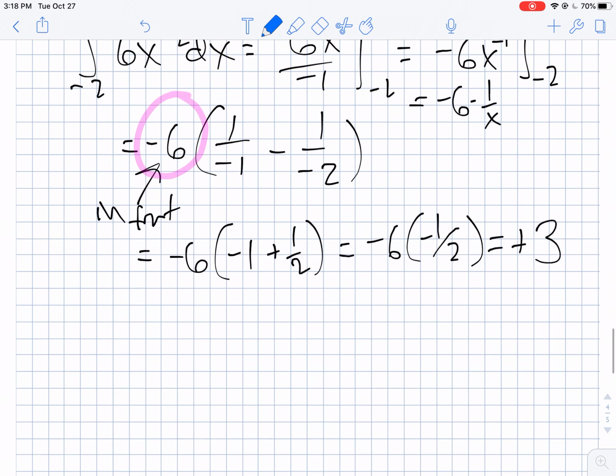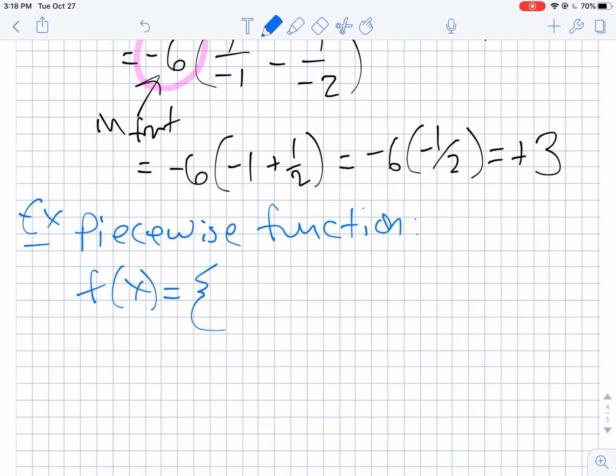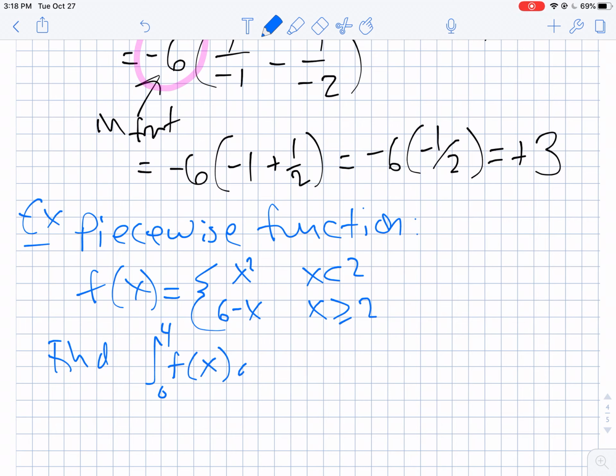Okay, let's talk about another type of problem you're going to see today, and that's if you have a piecewise function and you want to take a definite integral of it. Suppose f of x equals x squared if x is less than 2, and 6 minus x if x is greater than or equal to 2. And I'm going to ask you to find the integral from 0 to 4 of f of x.